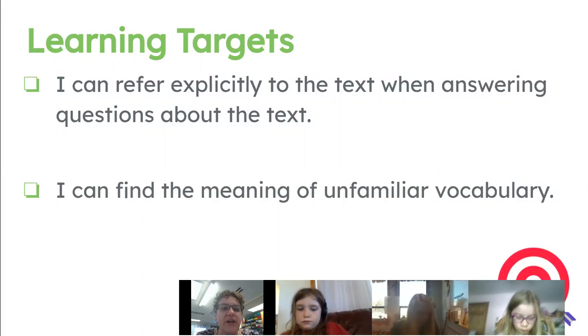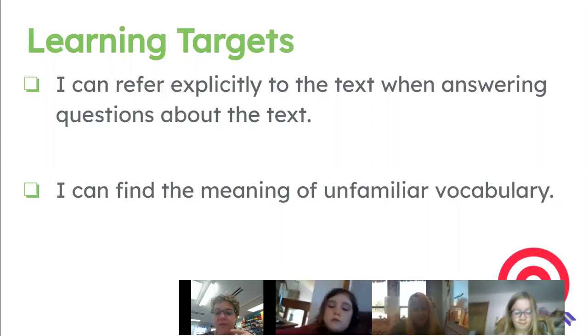So here are our learning targets. I can refer explicitly to the text when answering questions about the text. So today you're going to read two different texts. You're going to read a poem and you're going to read a pourquoi. Now let's remember what explicitly means. Remember, explicitly means to be able to show with detail.